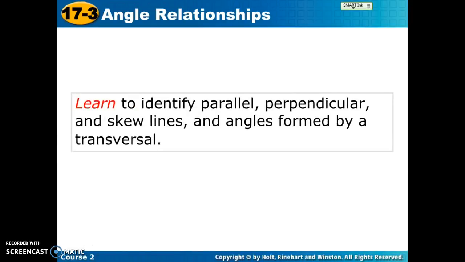Here's our objective for today. We are going to identify parallel, perpendicular, and skew lines, and take a look at angles that are formed by a transversal.